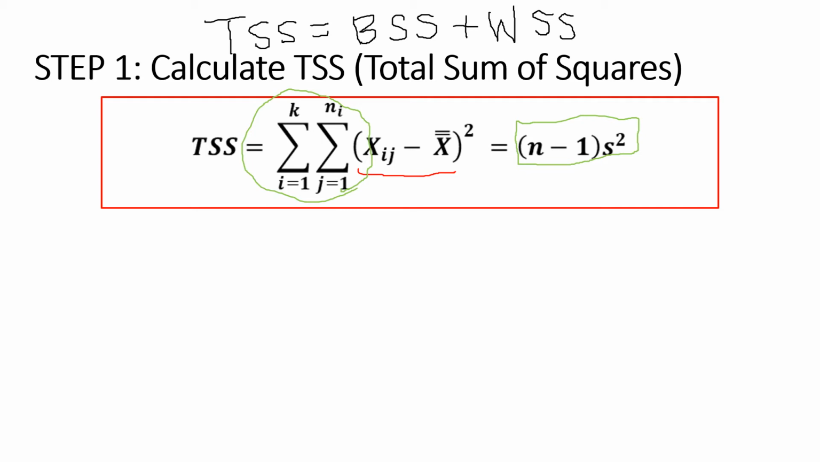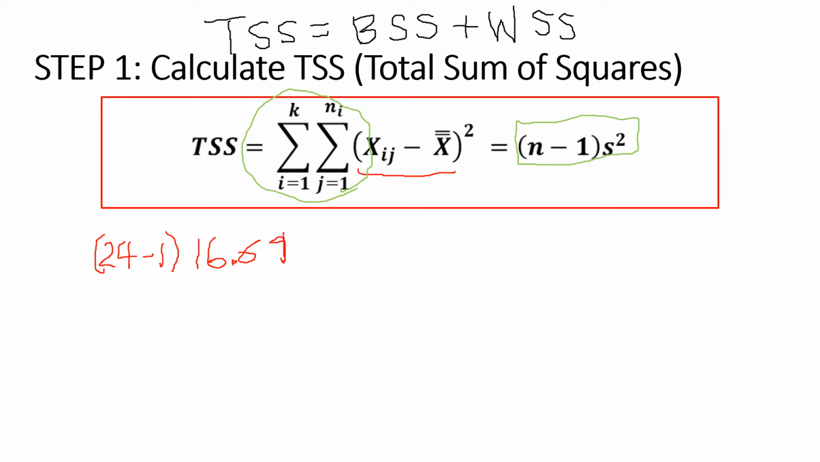Okay, so let us solve for this over here. We have 24 total observations, so 24 minus 1 times our variance, which is our standard deviation squared. In this case, our standard deviation is 16.69. So 16.69.